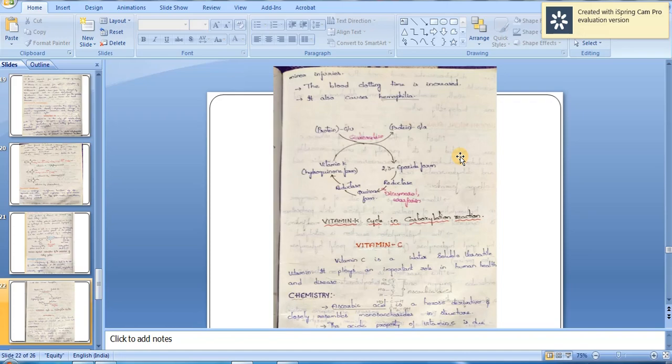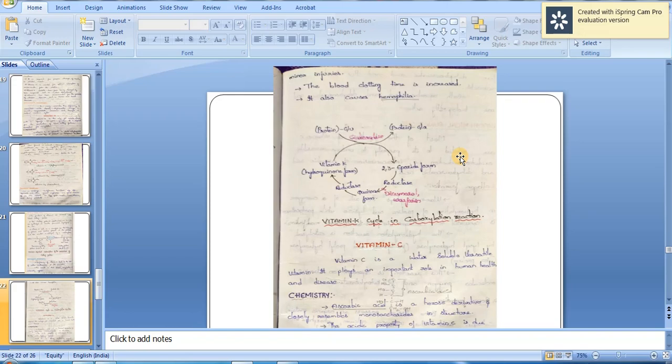In hypervitaminosis K, administration of large doses of vitamin K produces hemolytic anemia and jaundice, particularly in infants. The toxic effect is due to increased breakdown of RBC. And next, coming to the point, antagonists of vitamin K. The compounds, namely heparin and hydroxycoumarin, act as anticoagulants and are antagonists to vitamin K.